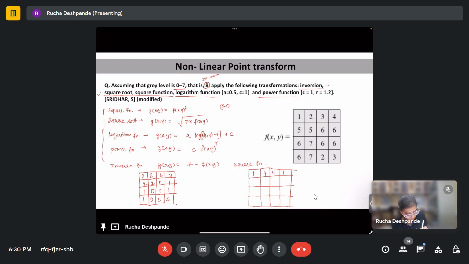Excuse me, in that inverse function, the first number you have written is 8. Yeah, I'll explain that. Yeah, 7, sorry. Yeah, sorry, 6. This is 6, 5, 6, 5, 4, 3.